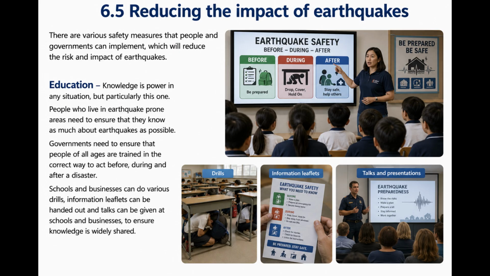Reducing the impact of earthquakes. There are various safety measures that people and governments can implement, which will reduce the risk and impact of earthquakes. Education. Knowledge is power in any situation, but particularly this one. People who live in earthquake-prone areas need to ensure that they know as much about earthquakes as possible. Governments need to ensure that people of all ages are trained in the correct way to act before, during, and after a disaster. Schools and businesses can do various drills, information leaflets can be handed out, and talks can be given at schools and businesses to ensure knowledge is widely shared.